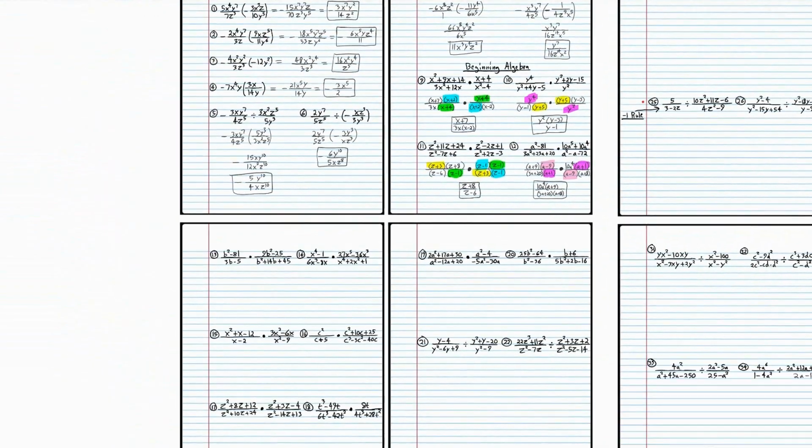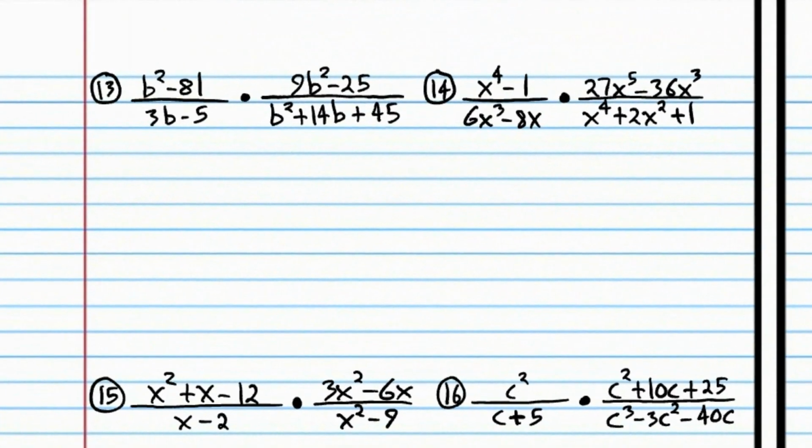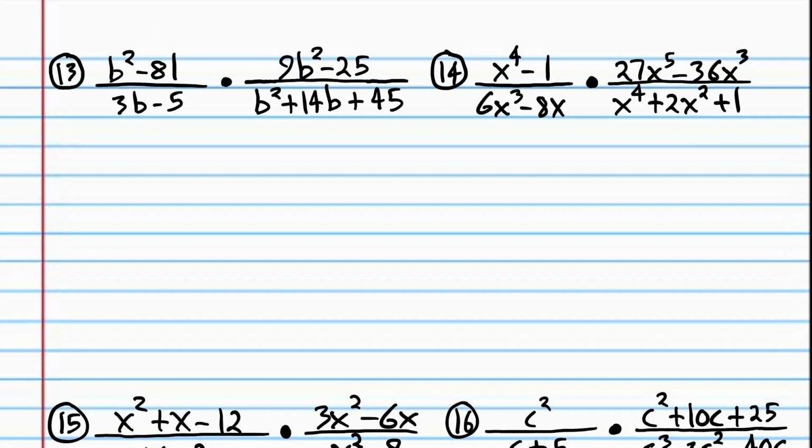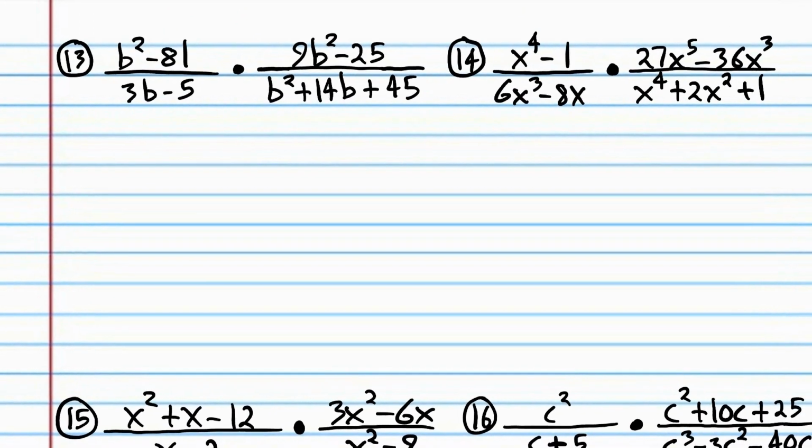All right, so on to number 13. Again, we're multiplying algebraic fractions. So try number 13, and when you come back, we'll do it together. All right, we're back.